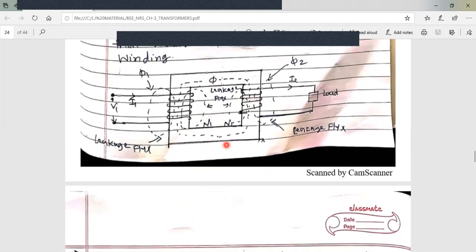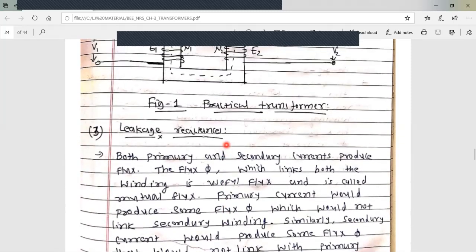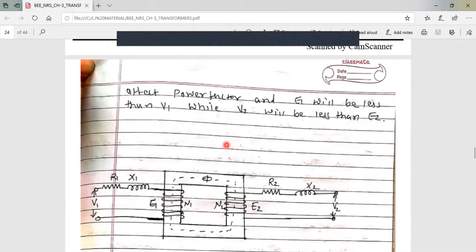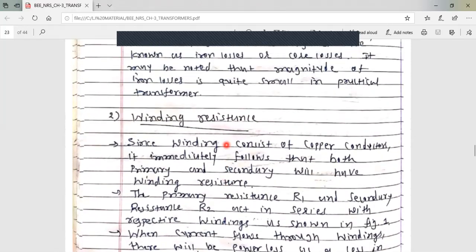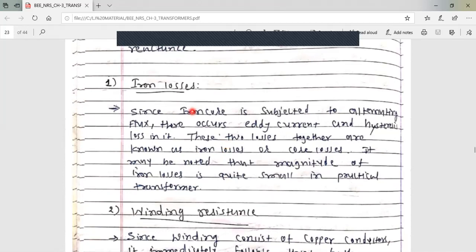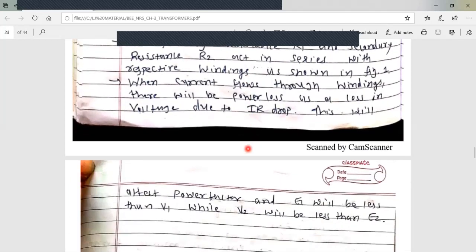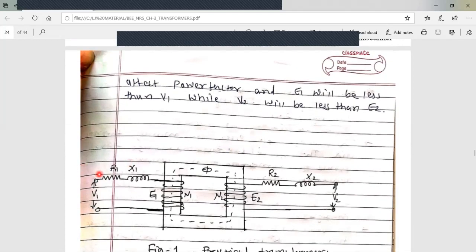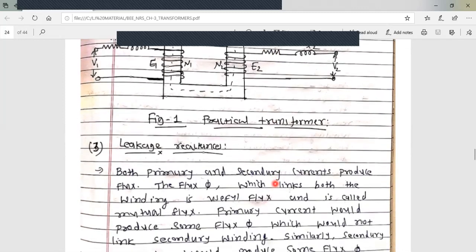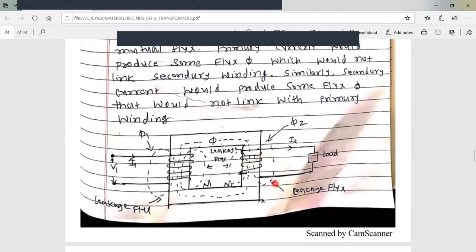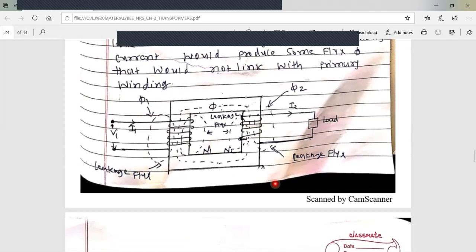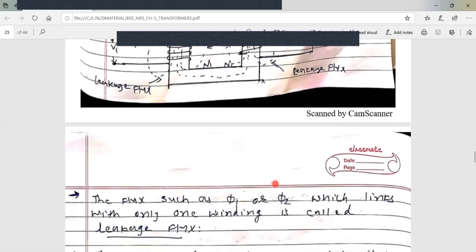Again, I revise the three main aspects. First is iron loss, due to hysteresis loss and eddy current loss. Iron loss occurs in a practical transformer. Same way, winding resistance. Here we see that R1 and R2 are winding resistances. And third is leakage reactance, indicated by leakage flux, and X1 and X2 are also known as leakage reactances.